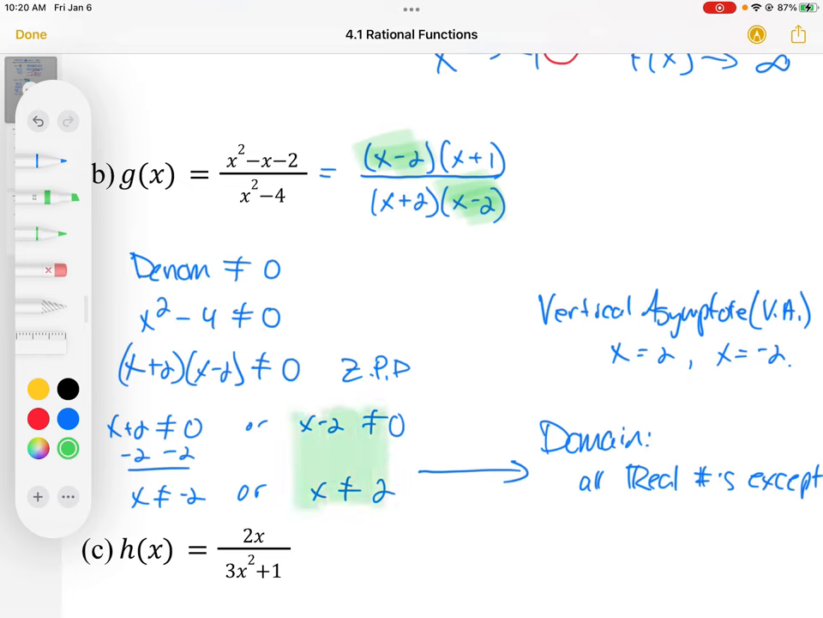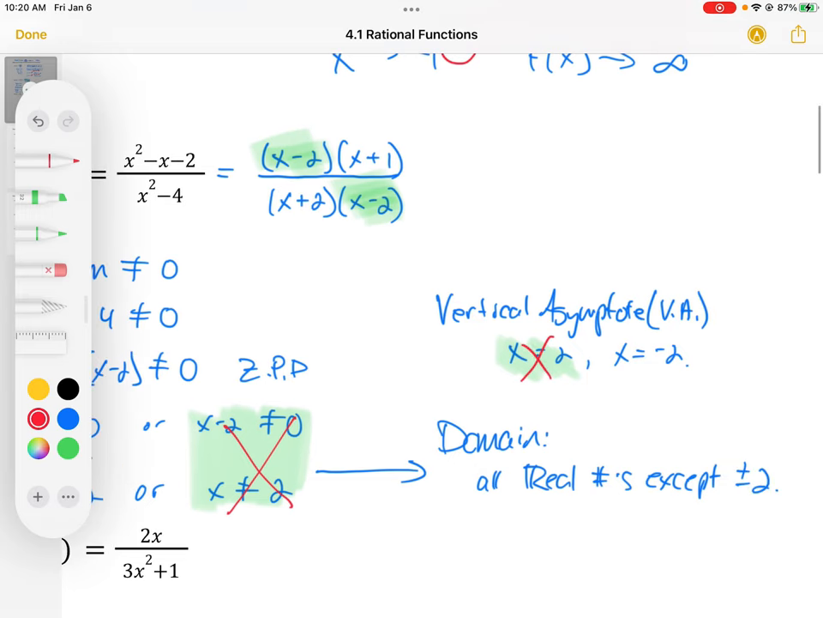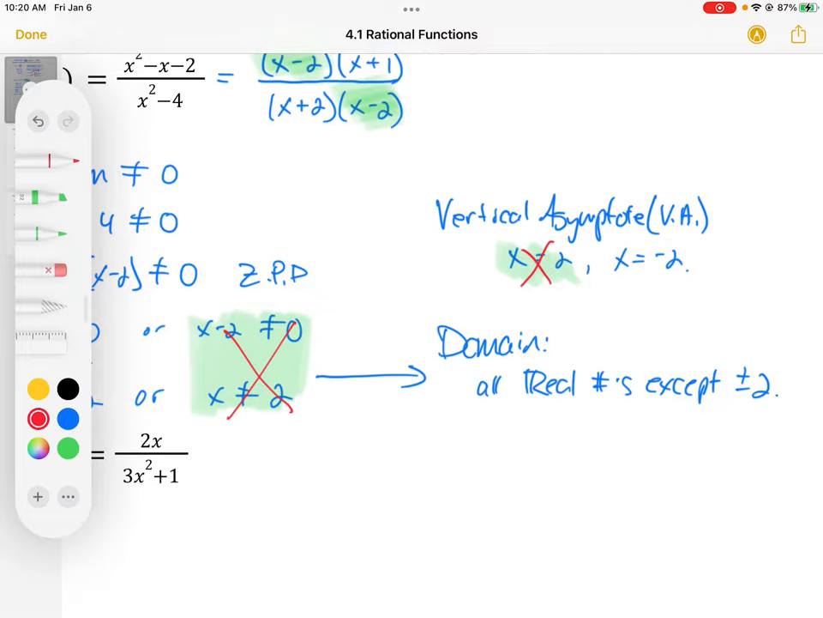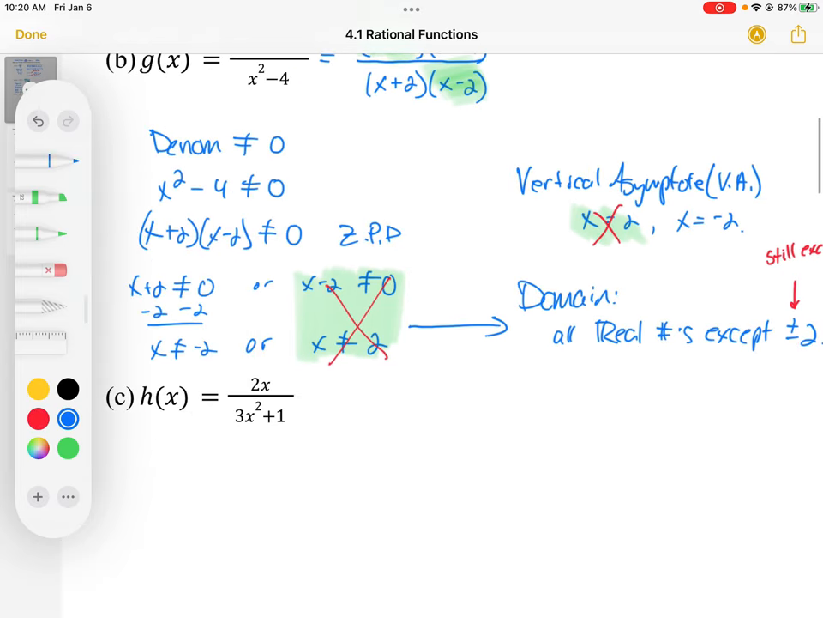So this right here, which resulted in x is 2, that is not going to result in a vertical asymptote. Okay. So our vertical asymptote is only at x is negative 2. However, that value is still excluded from the domain. Okay, it's still going to be excluded from the domain.